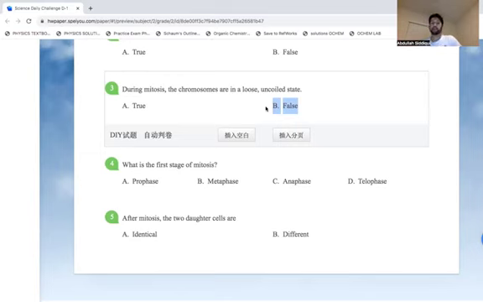Whereas in the rest of the cell cycle, so specifically during interphase, when the cell is not going through mitosis or periods of cell division, the chromosomes are going to be in a more uncoiled, loose, relaxed state.